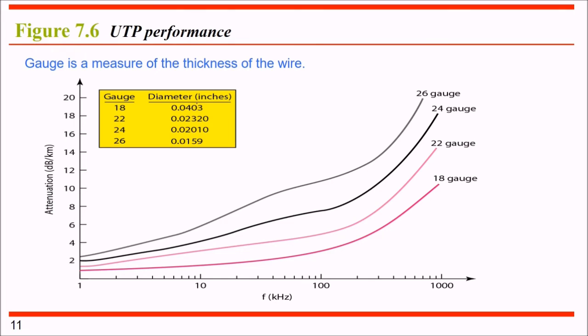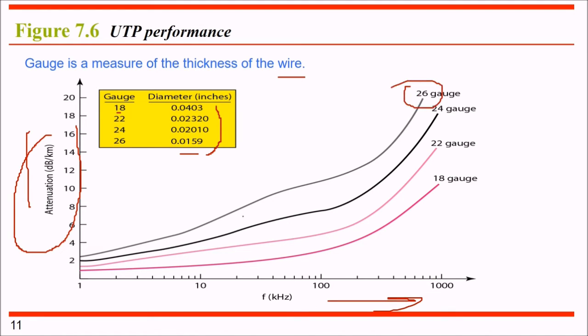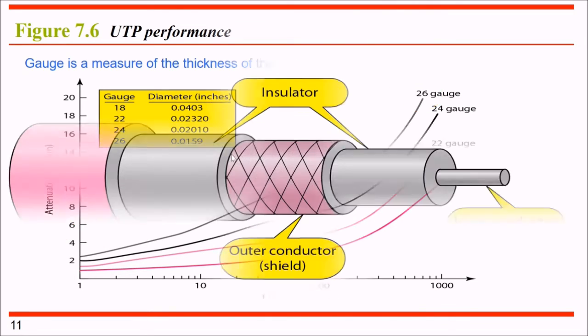So, UTP performance. The gauge is a measure of thickness of the wire. So if the gauge is say 18, the diameter varies from 0.0159 to 0.043. The attenuation is in dB per kilometer, and you can see that the frequency is here. Attenuation increases. Okay. So gauge is a measure of thickness of the wire.